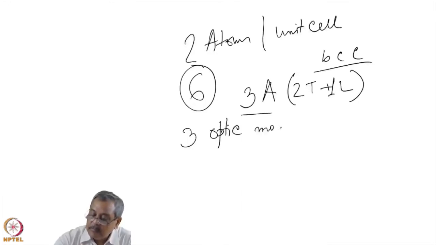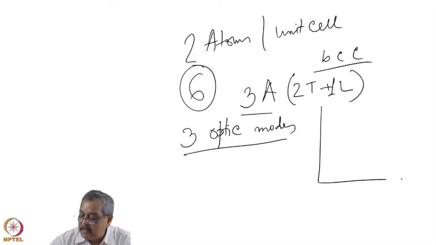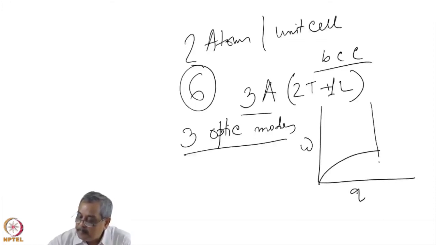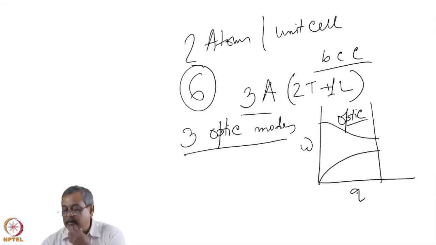2 transverse plus 1 longitudinal, but then there will be 3 what are known as optic modes. So now my dispersion relation will also have a branch known as optic branch. I will come to this later in a little more detail. So I have got an optic branch and I have got an acoustic branch.